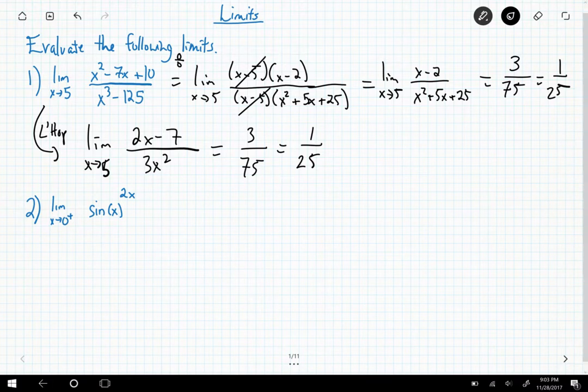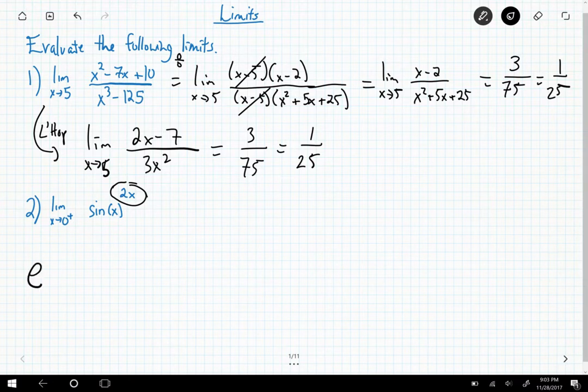Say we have the limit as x approaches 0 from the right of sine of x raised to the 2x power. You plug this in, you get 0 raised to the 0 power. What the heck does that mean? So we got to figure out a better way to approach it. And the thing that makes this troublesome is this 2x up in the exponent. And so how do we handle that?